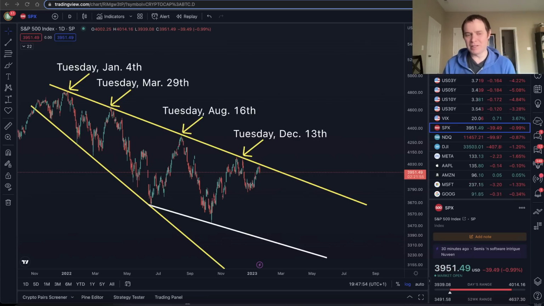Now, we've been following this bear market basically the entire time, and we've also been following this trend line for quite a while as well, and we've watched every subsequent rejection off the trend line.